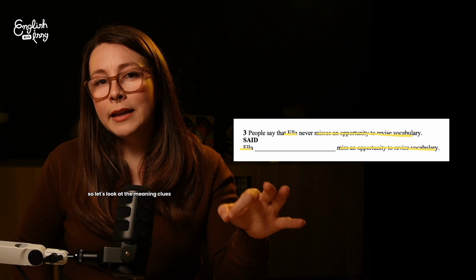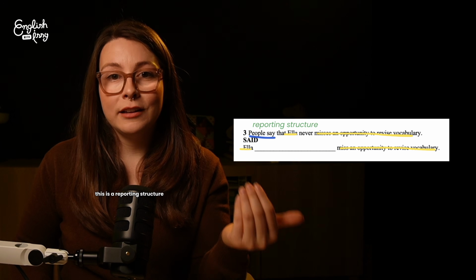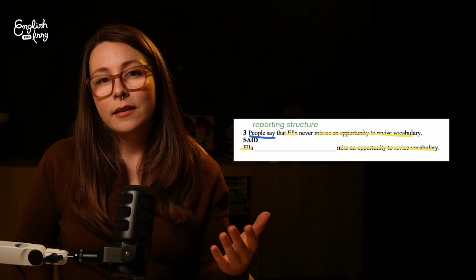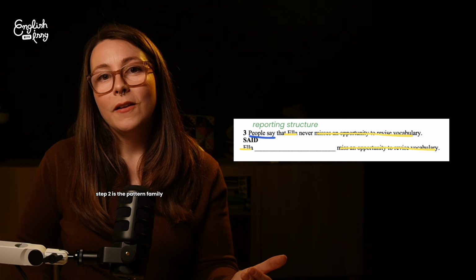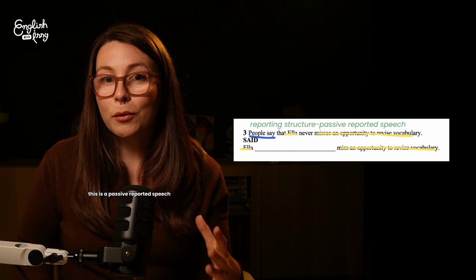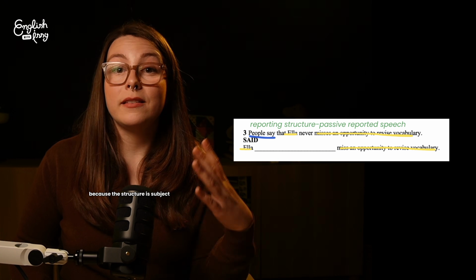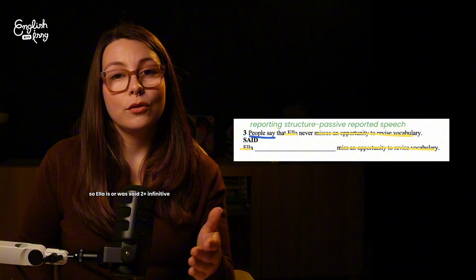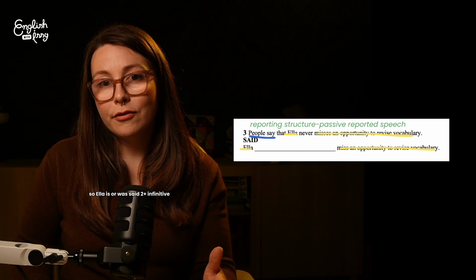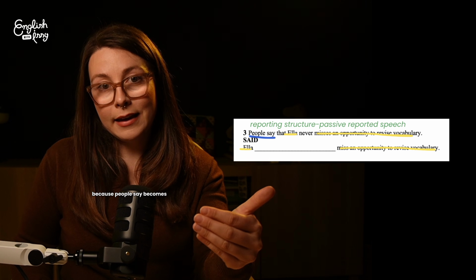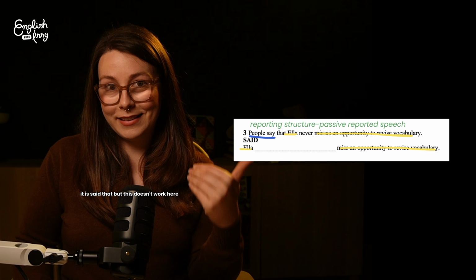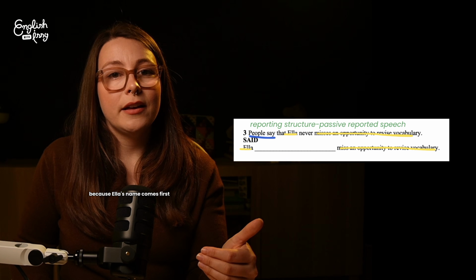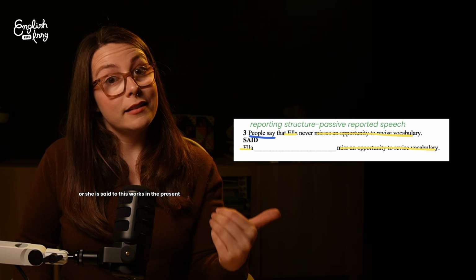So let's look at the meaning clues. This is a reporting structure. What people say about Ella in the past form. Step 2 is the pattern family. This is a passive reported speech because the structure is subject. So Ella is or was said to plus infinitive. Because people say becomes it is said that. But this doesn't work here because Ella's name comes first. Or she is said to.